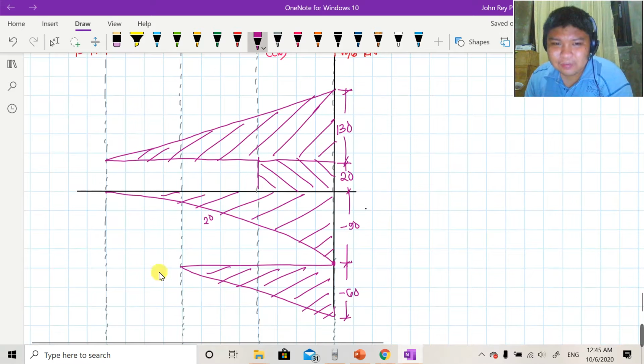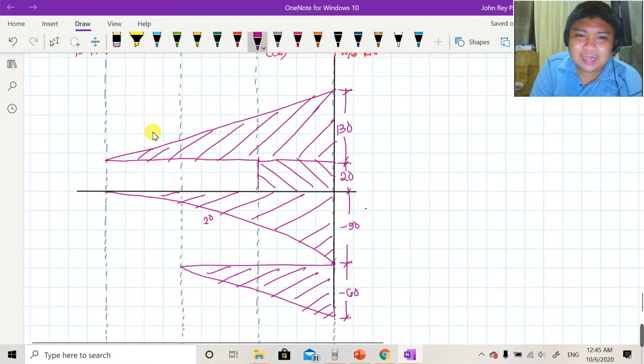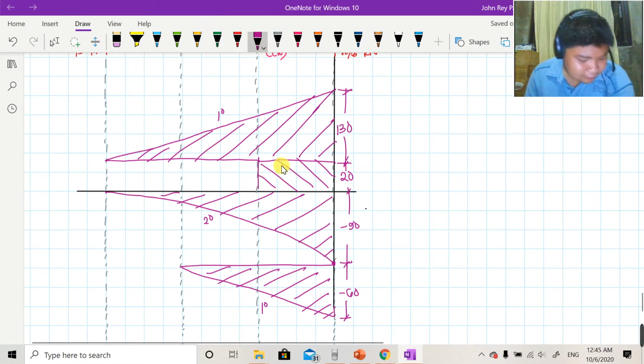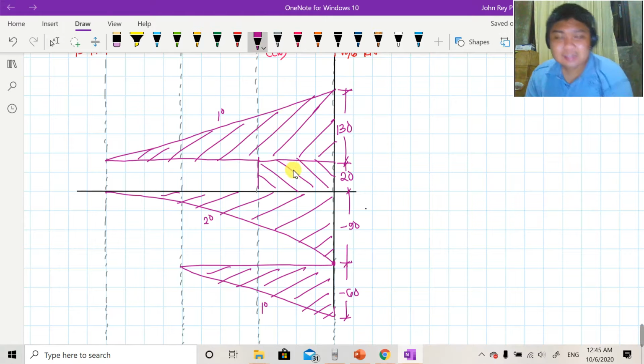Kasi kapag sa process pa lang nahirapan ka na, mahirapan ka talaga sa moment area theorem. By the way, this is first degree and this is first degree din. Okay, nakalimutan ko palang i-label. And this one is just a rectangle. So ayan, tapos na tayo, class, for example number 2.